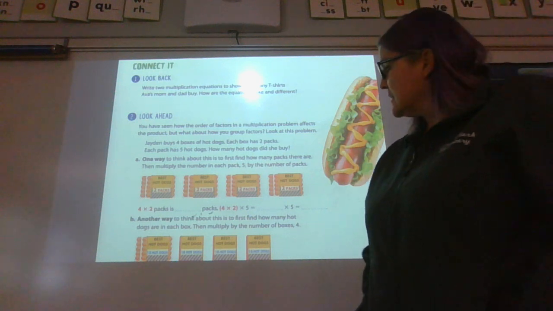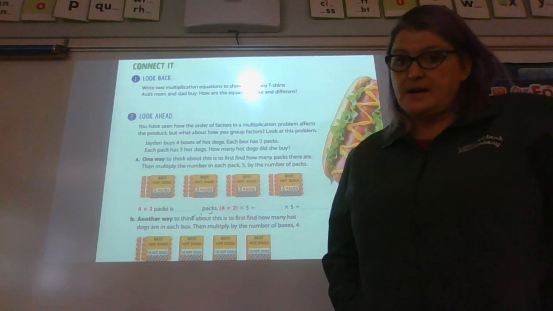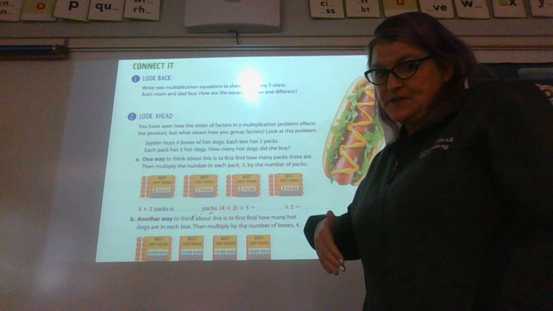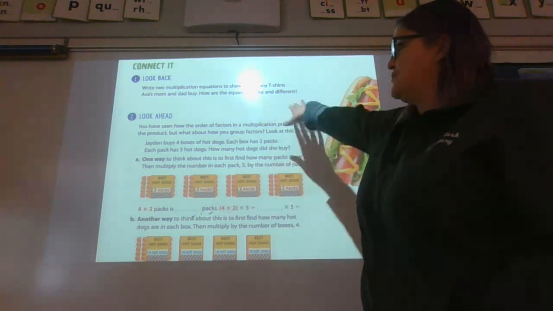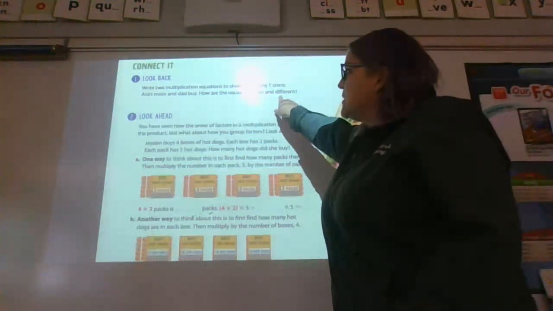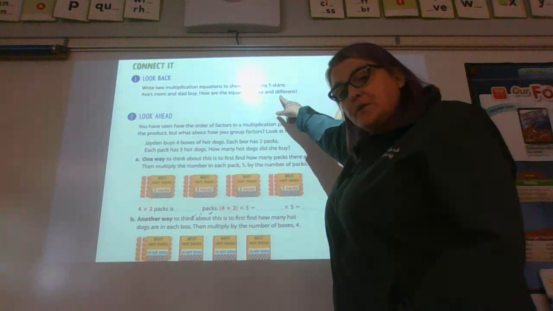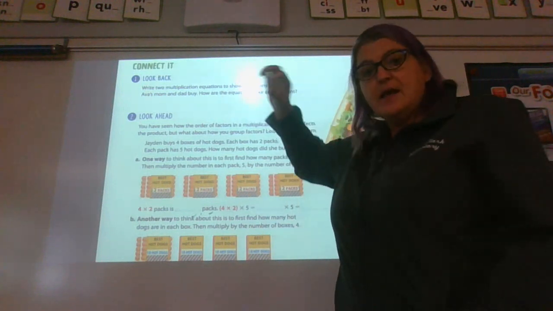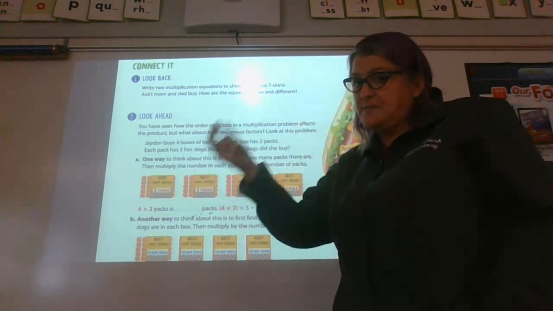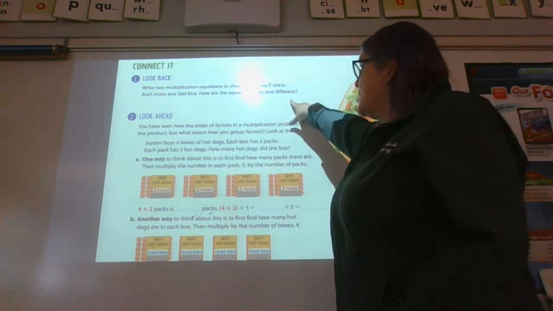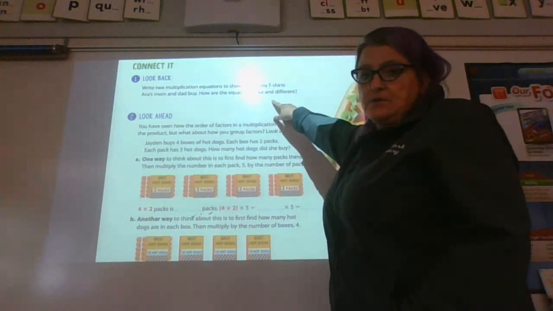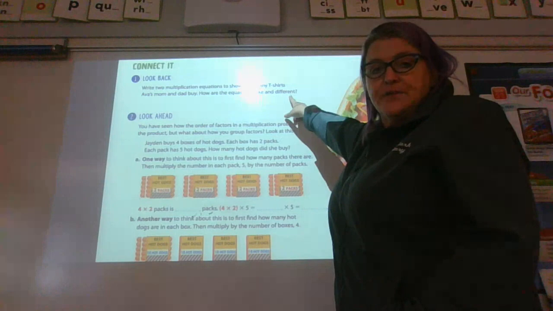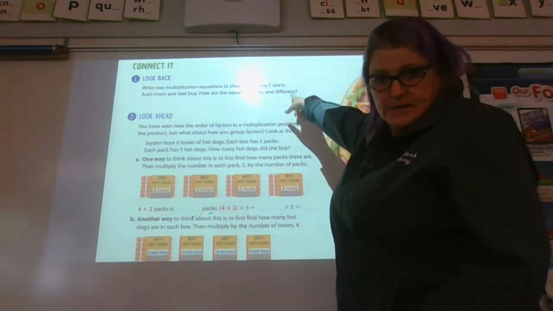Okay, the next page you have connected at the top. But what we had just done after the try it, we showed you how to solve it. So that's what this one is. The two multiplication equations are 2 times 3, and then switch it around, it's 3 times 2. Those are the two equations. And then you can talk about how they're alike and how they're different. Have that little conversation with yourself.